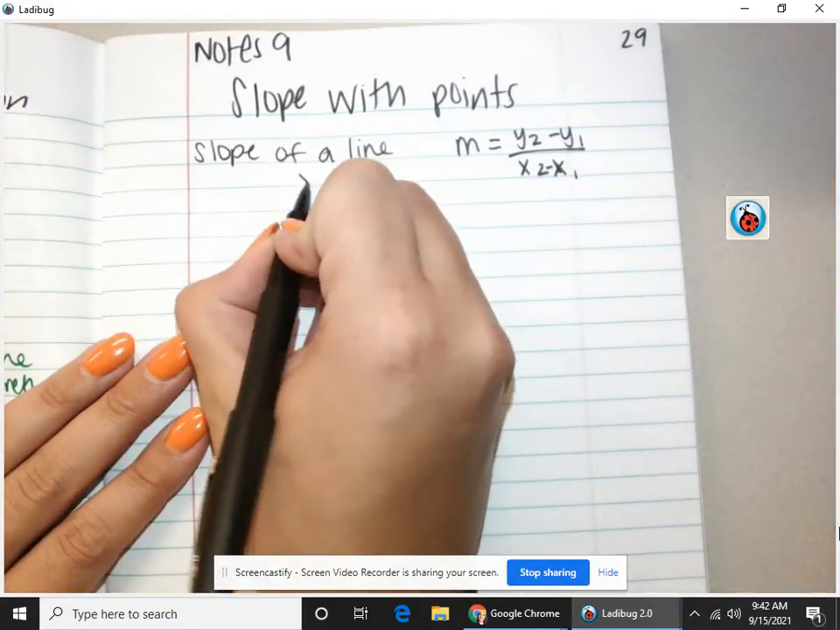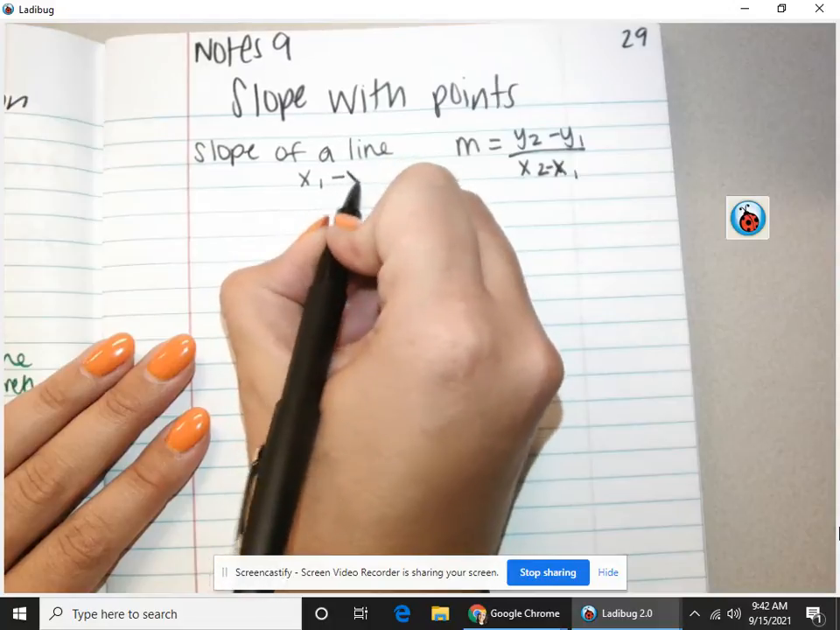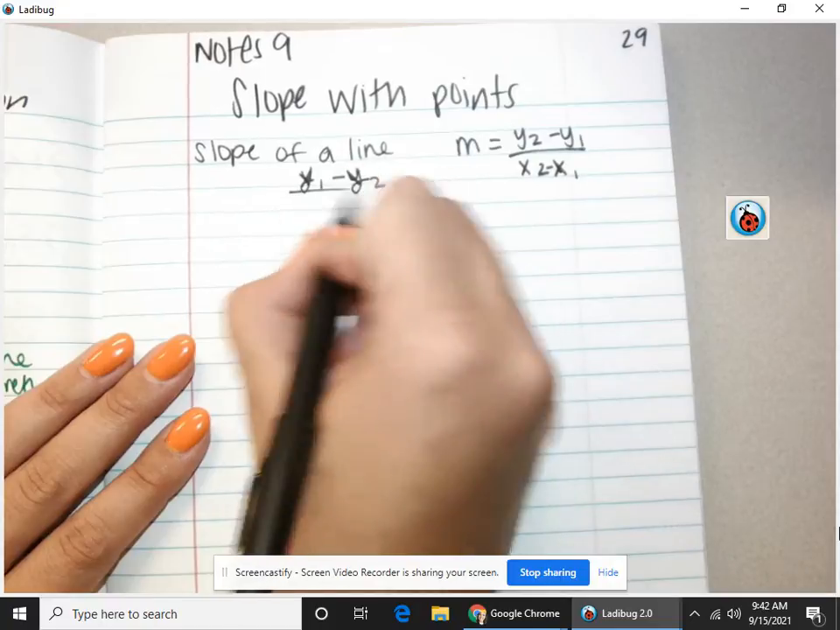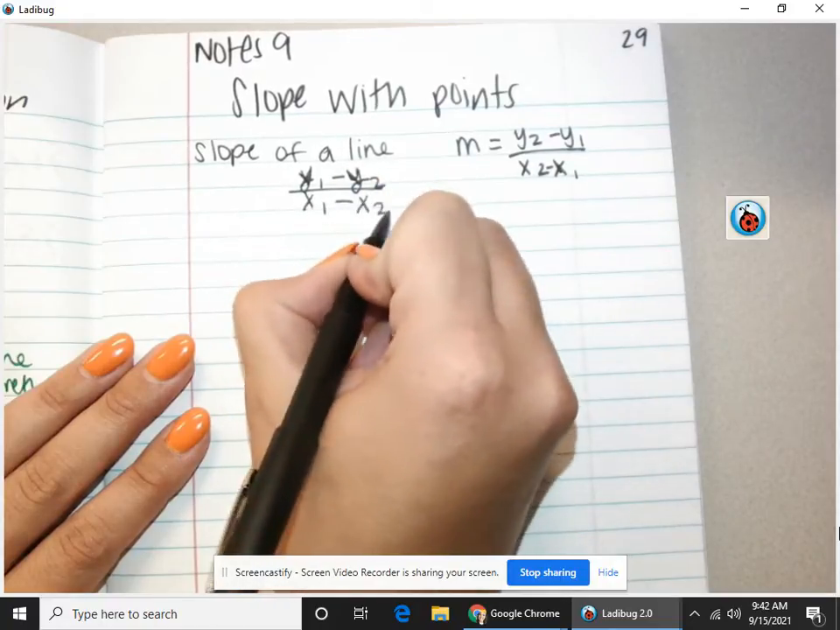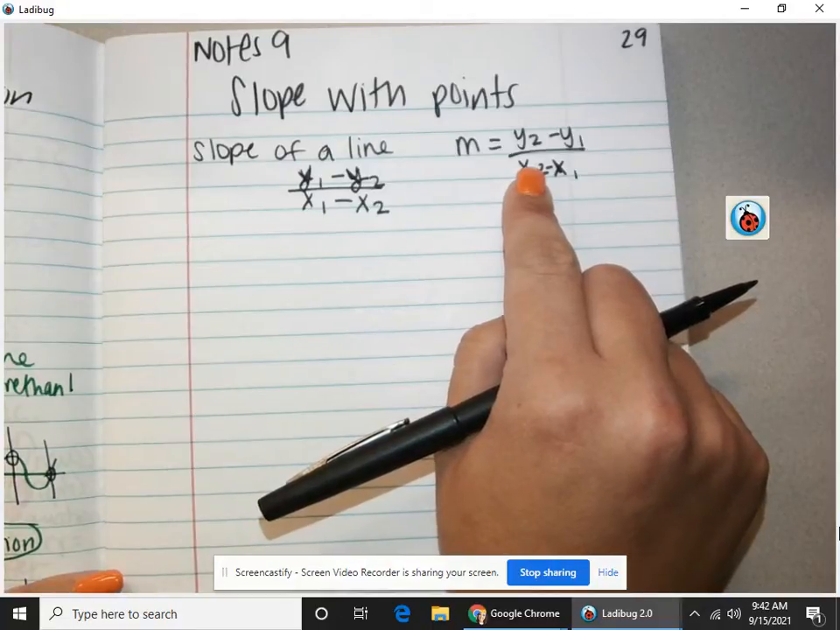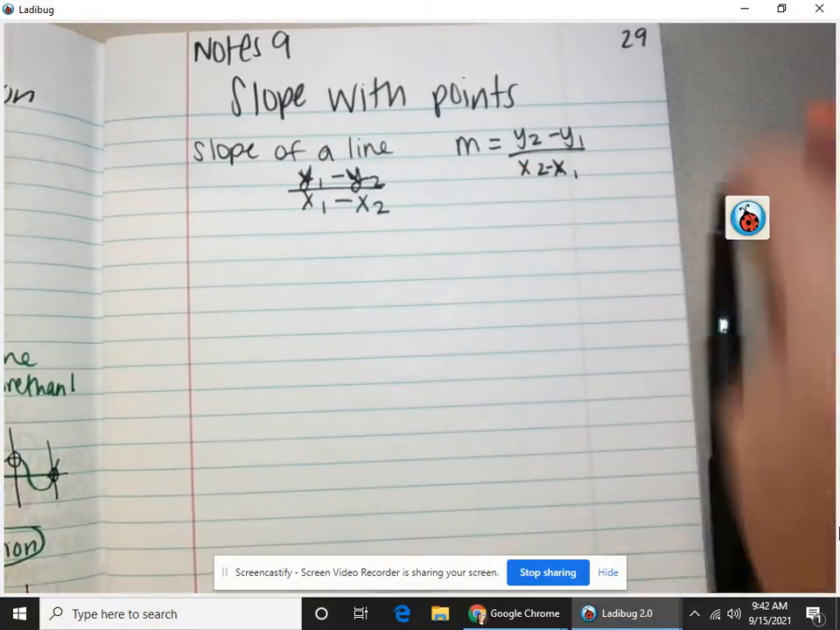the formula of y1 minus y2 over x1 minus x2, is that the same as this one here? Okay, it is. Okay, here's the thing.